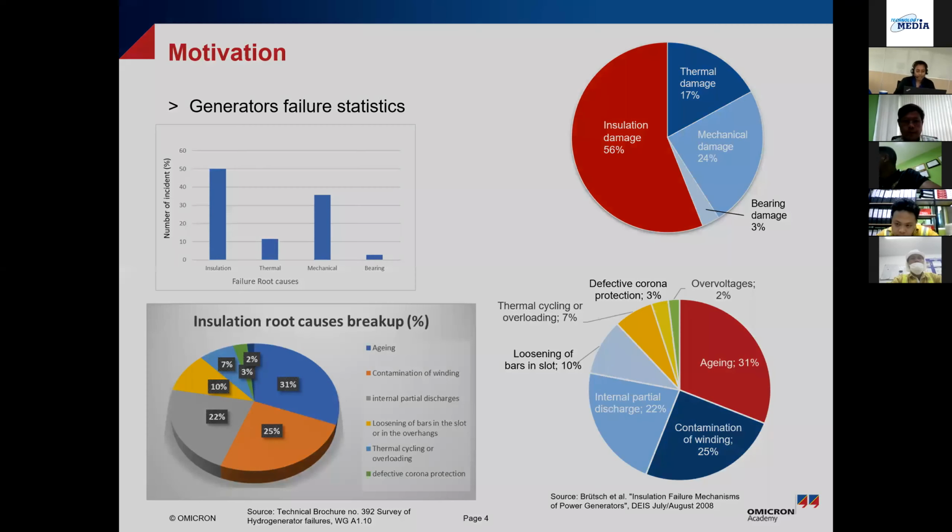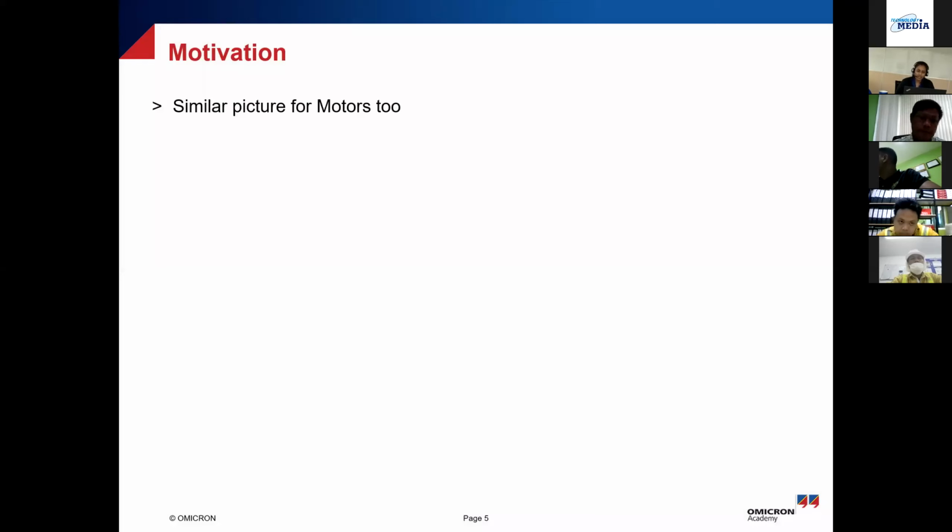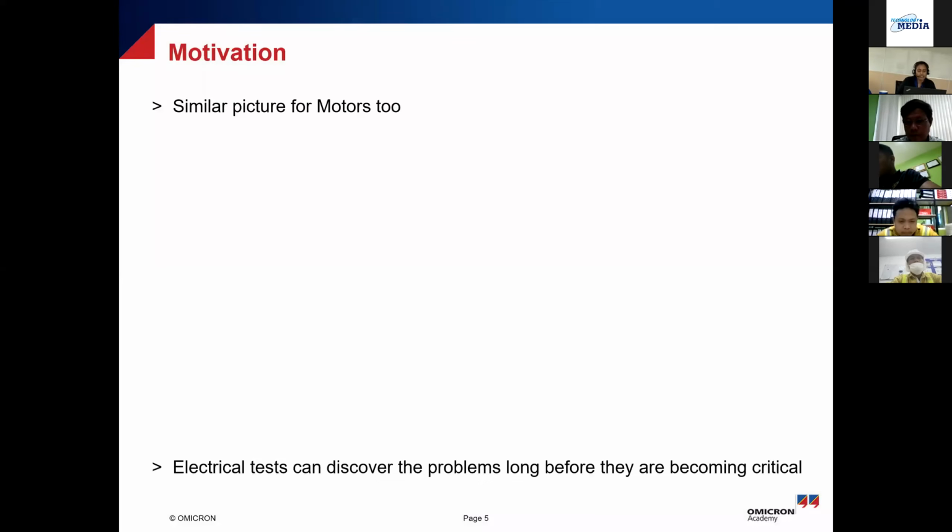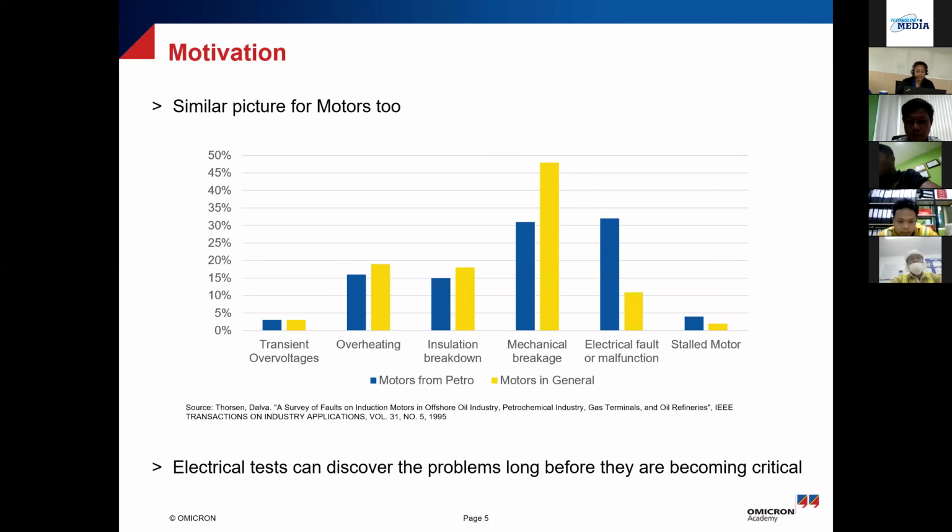For high voltage motors, there is a similar picture, a little bit different because in many cases, what I saw was that mechanical breakage is more dominant. But in mechanical breakage, the bearing fault is also included. So if we remove the bearing fault, then again, insulation is one of the key root causes that has to be focused on.